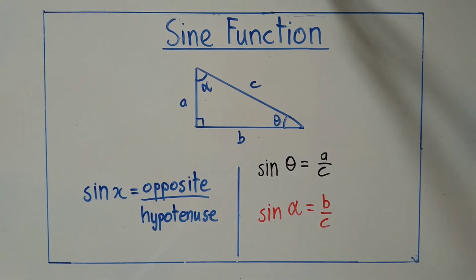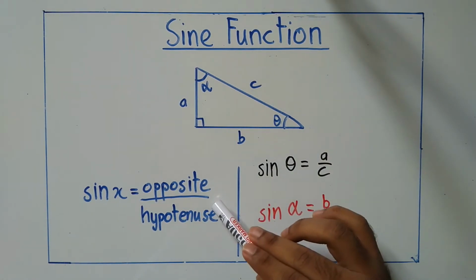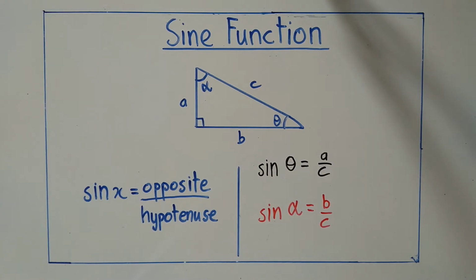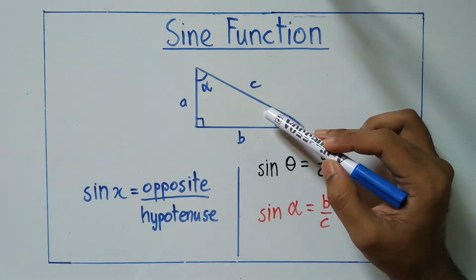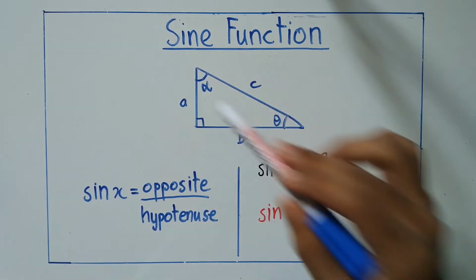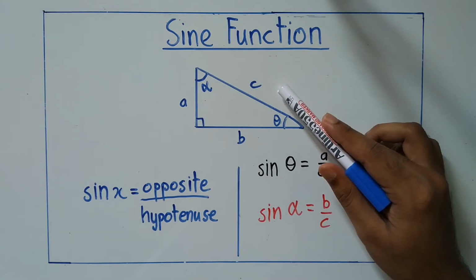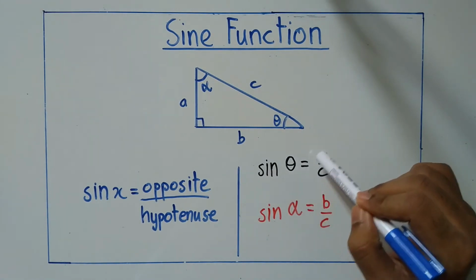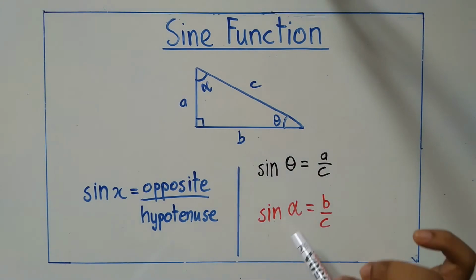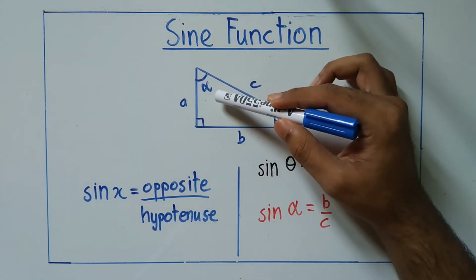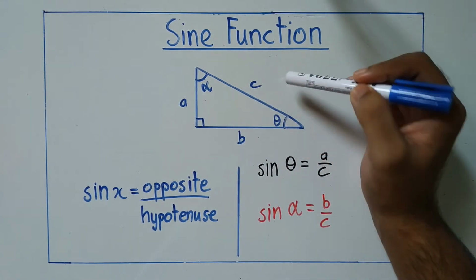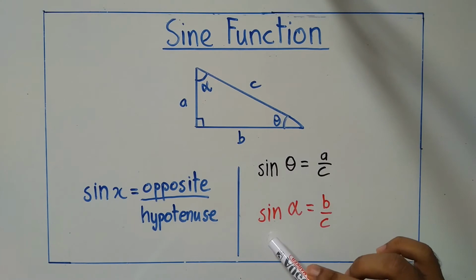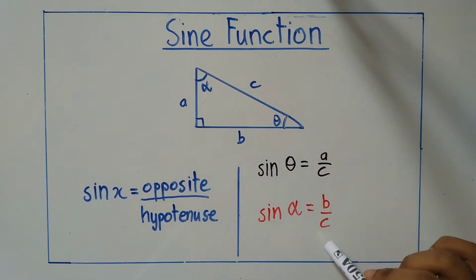To calculate sine of a right-angled triangle, it is simply the opposite over hypotenuse. Let's take sine theta for example. The opposite of theta is A, and the hypotenuse is C. Therefore, sine theta gives you A over C. For alpha, the opposite of alpha is B, and the hypotenuse is still C. Therefore, sine alpha will give you B over C.